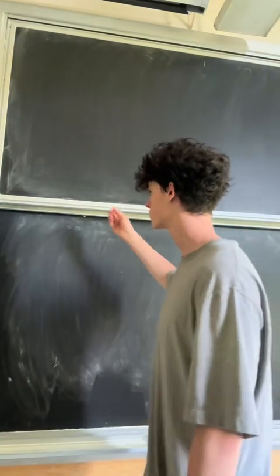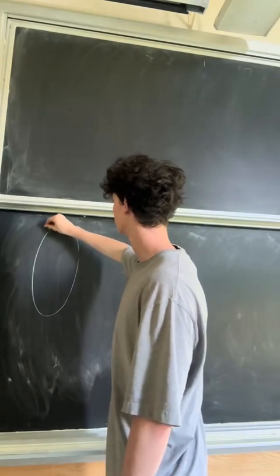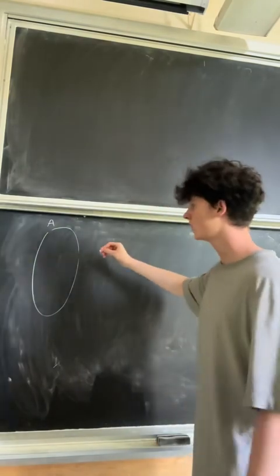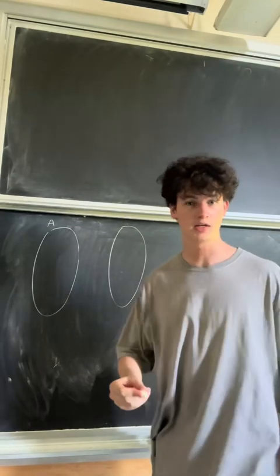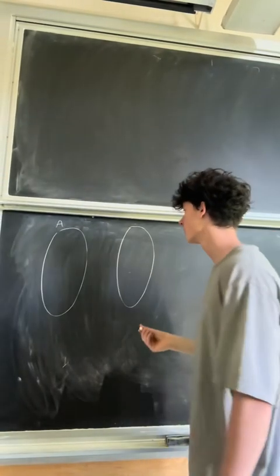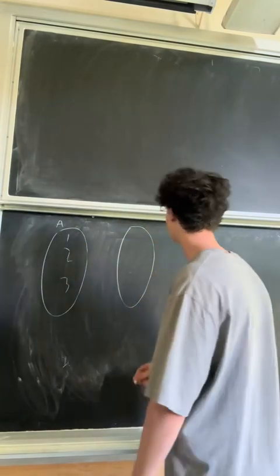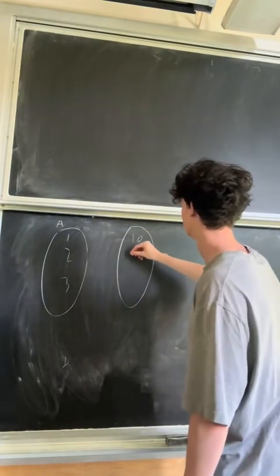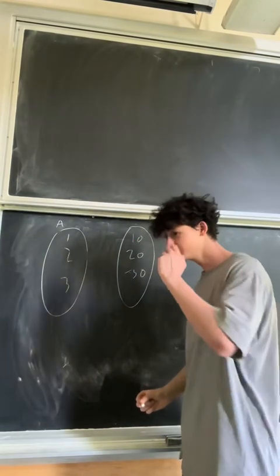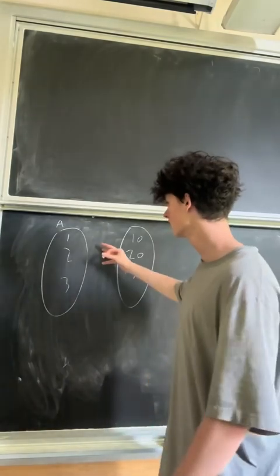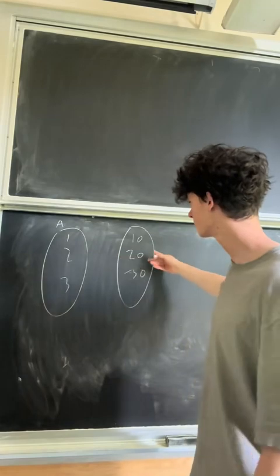So if we think abstractly and we have some set here, we'll call this A, and then we have some set over here, just a collection of objects. To make it easy, we can use integers. So we'll have the integers 1, 2, and 3, and then over here we'll have 10, 20, 30. What a function does is it takes elements from this input, from the domain, and maps it to the codomain or the range.